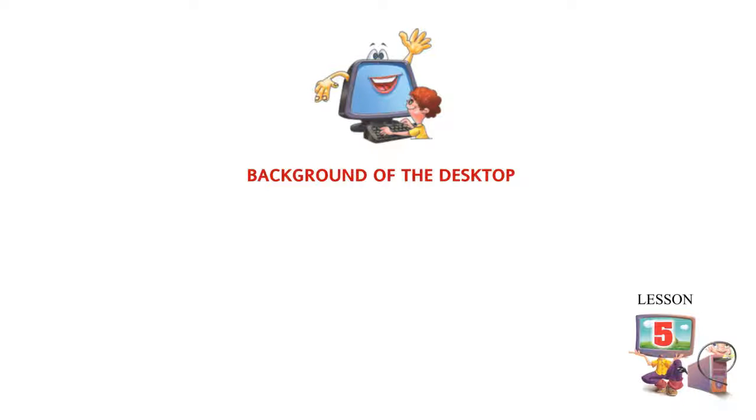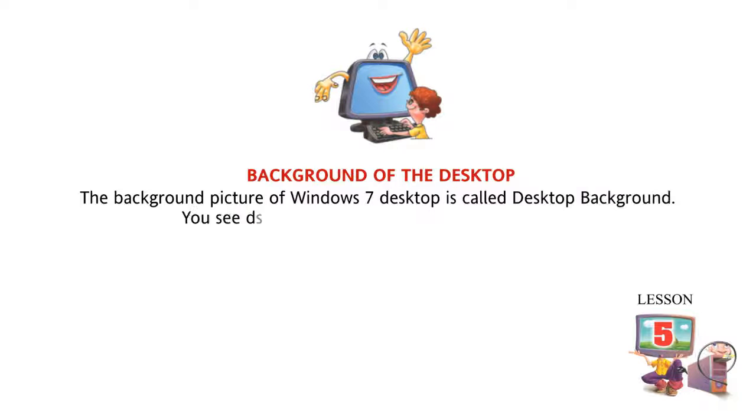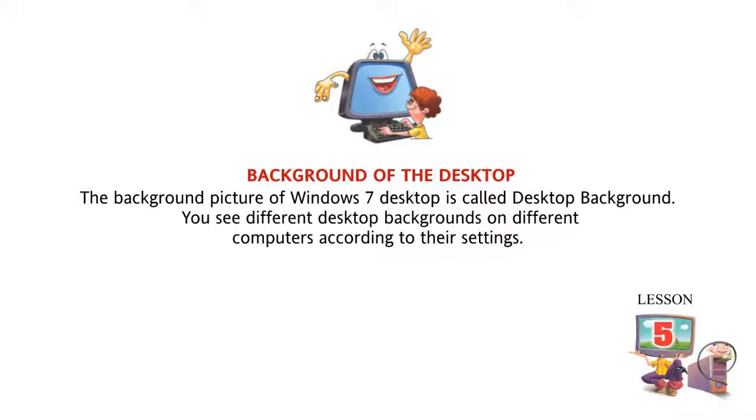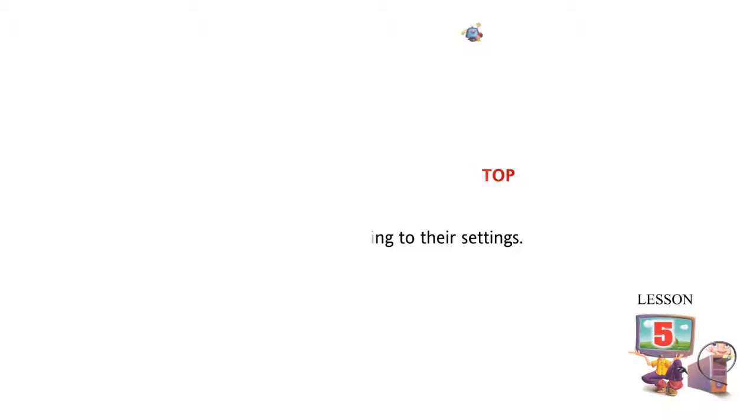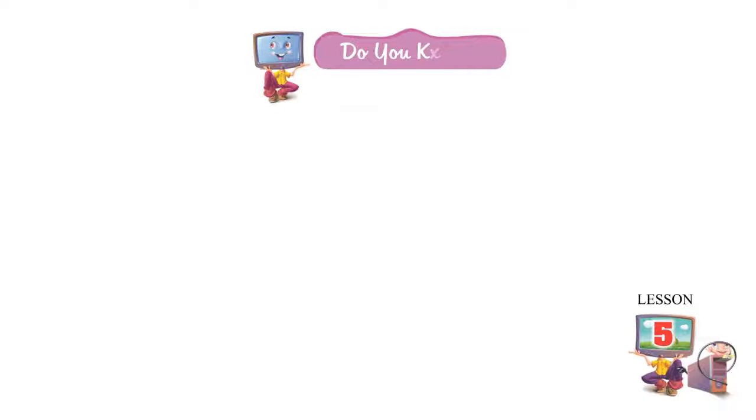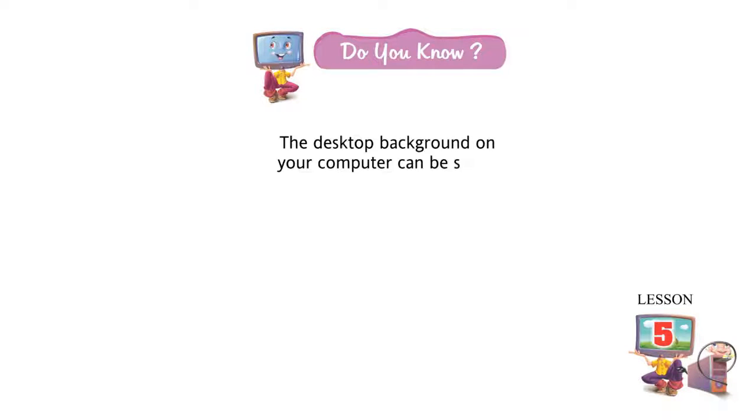Background of the desktop. The background picture of Windows 7 desktop is called desktop background. You see different desktop backgrounds on different computers according to their settings. Do you know? The desktop background on your computer can be set or changed according to your choice.